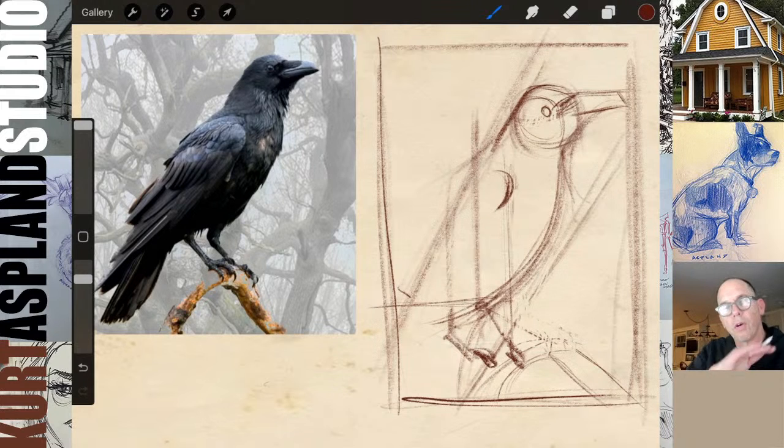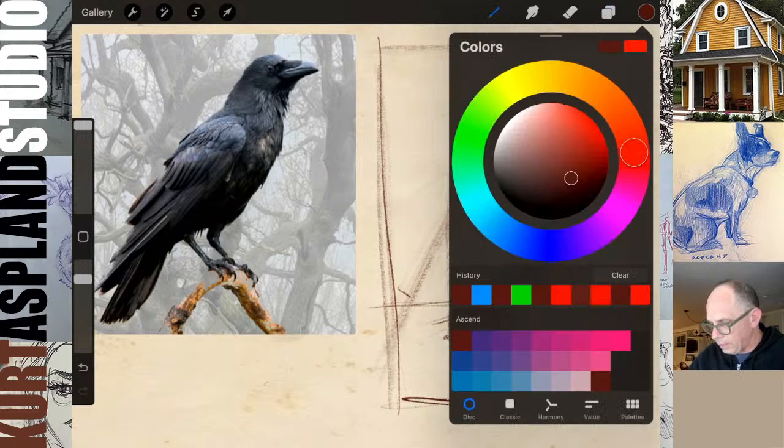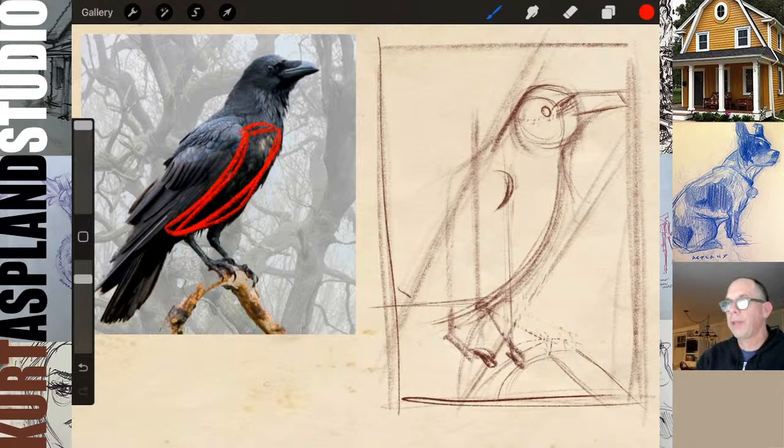So we use horizontal alignments and vertical alignments. We also use negative space. So let's take a look at some negative space here that I see. So look at this underbelly here. You see this? See all that negative space? I want to try and capture that, all right?